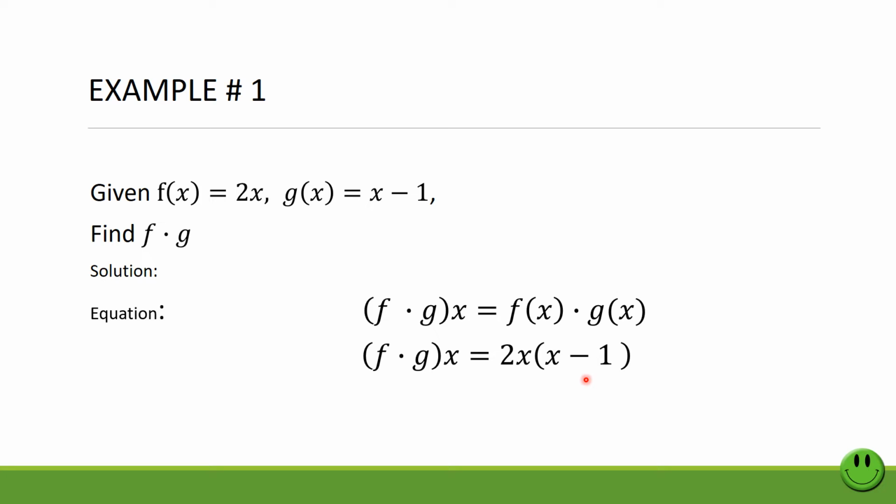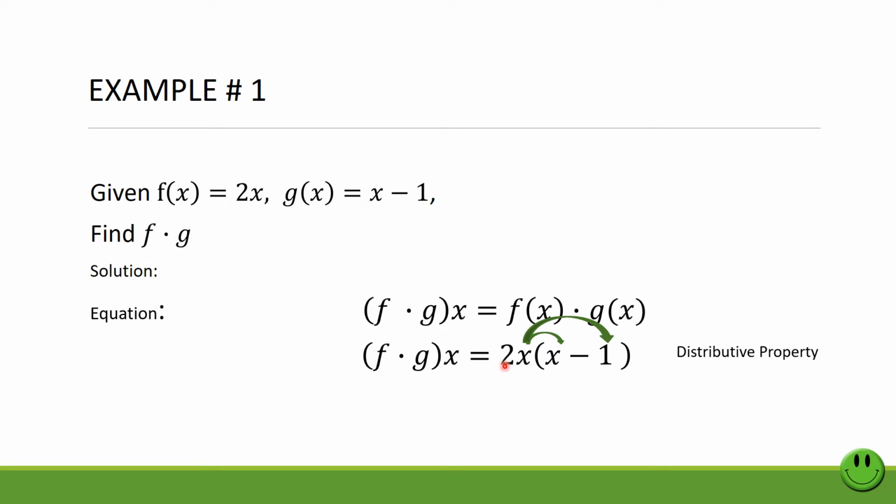Next, to multiply this one, we will simply distribute 2x to x and negative 1. That is according to the distributive property. So let's multiply 2x and x. So 2x times x is equal to 2x squared. We simply add the exponents of the variable x. It is understood that our exponent here is 1, so 1 plus 1 is 2.